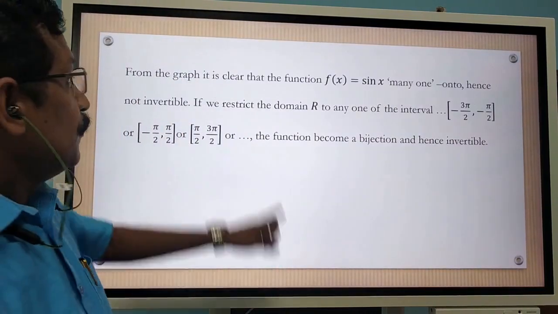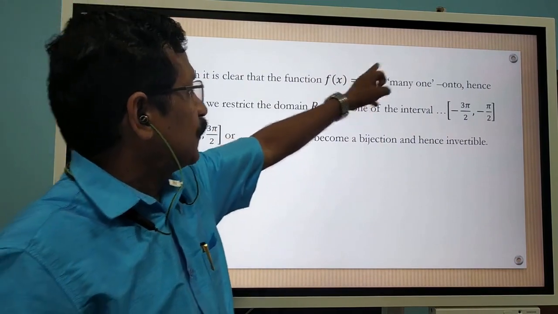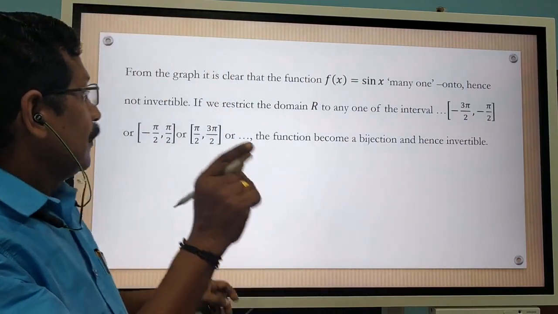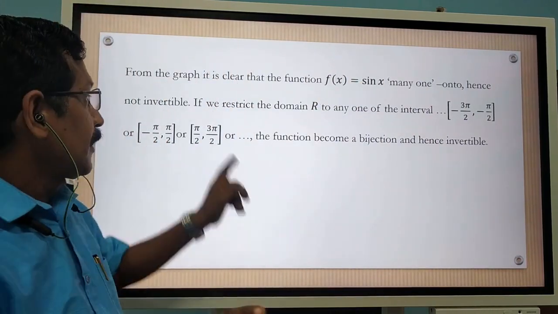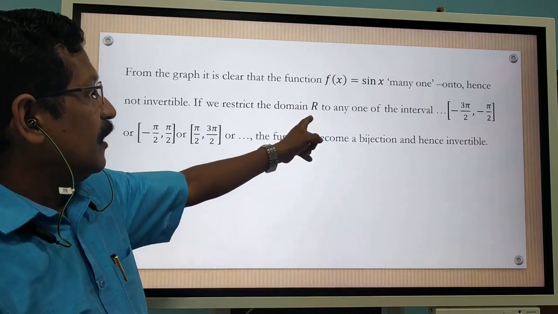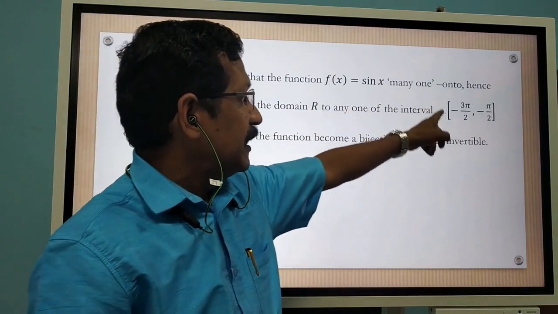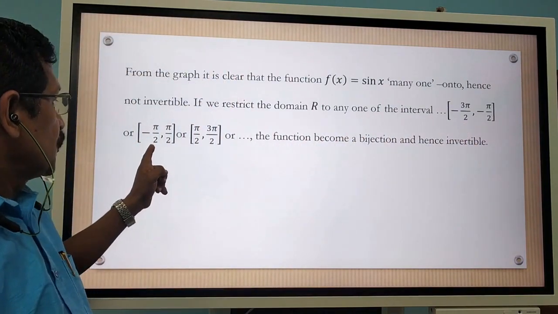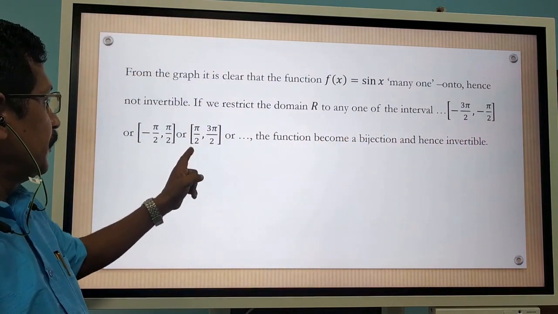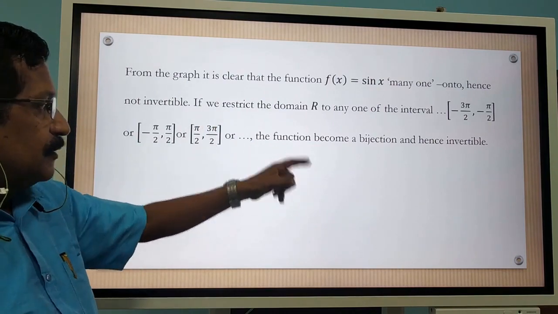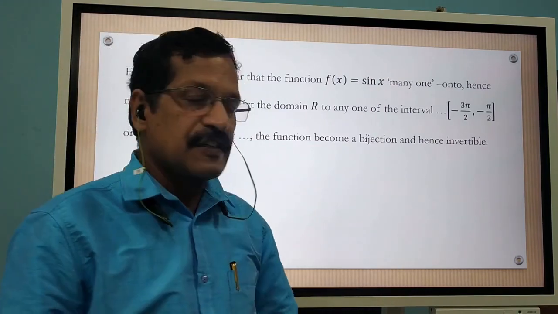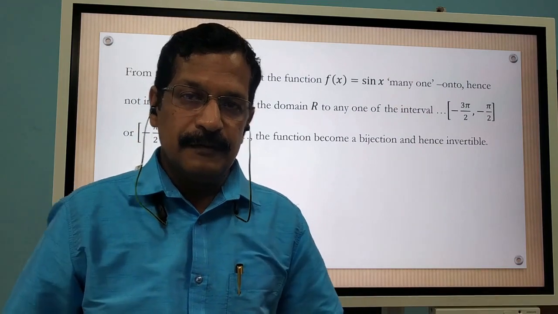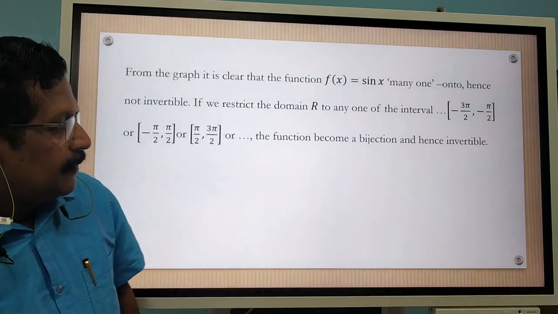That is, from the graph it is clear that f of x equals sin x is many-one on R, hence not invertible. If we restrict the domain R to any one of the intervals [-3π/2, -π/2], or [-π/2, π/2], or [π/2, 3π/2], etc., the function becomes a bijection, hence invertible. Is it clear?